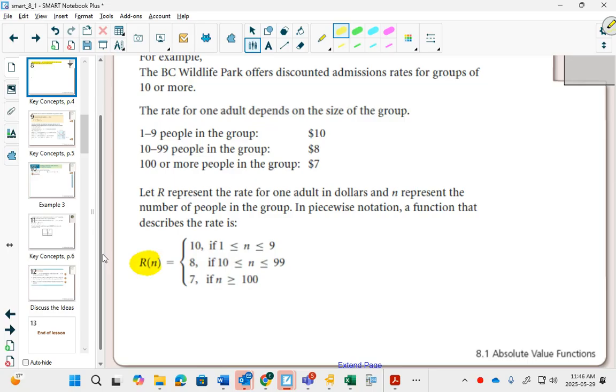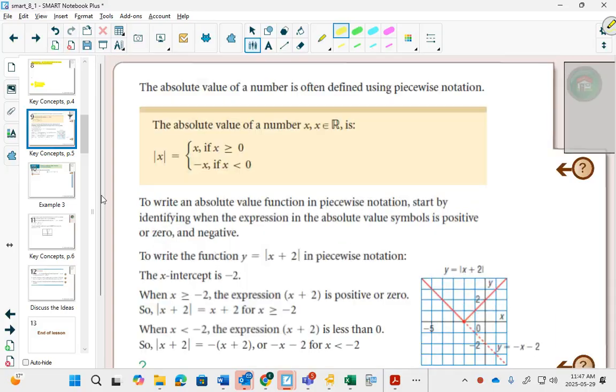We have some function, we put this big squiggle bracket, and then we list each piece separately with its specific domain. So the 10 part is only if n was between 1 and 9. The 8 part is when n was between 10 and 99. And the 7 part when n was bigger than 100. The most common place that we have a piecewise function is with absolute value functions.